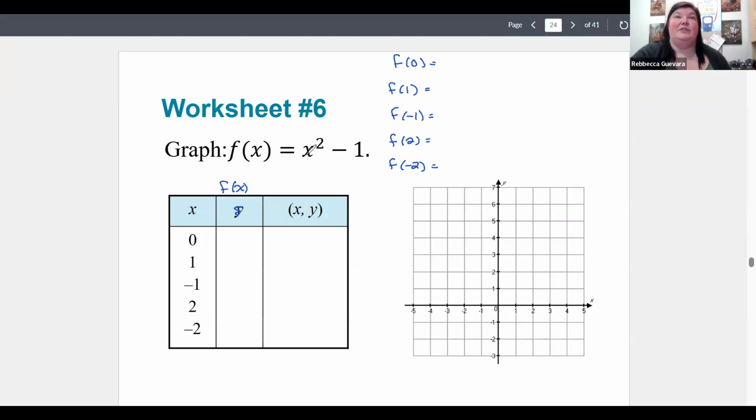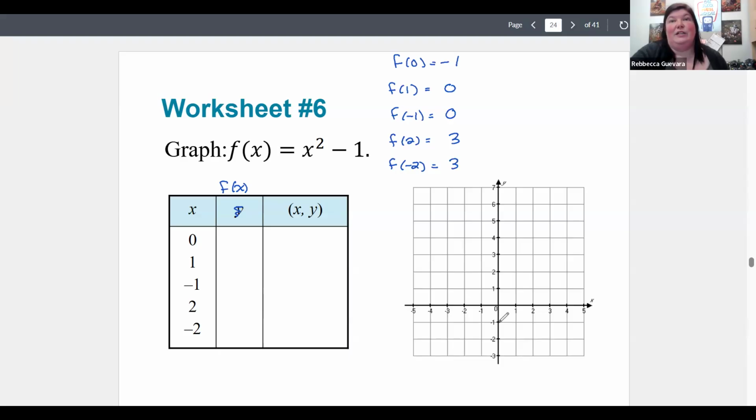If x is 0, we have 0 squared minus 1, so we end up with just the -1. If x is 1, then we'd end up with 1 squared minus 1, so 1 minus 1, that will be 0. If x is -1, that's -1 squared, which is 1. 1 minus 1 is 0. If x is 2, 2 squared is 4. 4 minus 1 is 3. And if we have -2 squared, that is also 4 minus 1, which is 3.